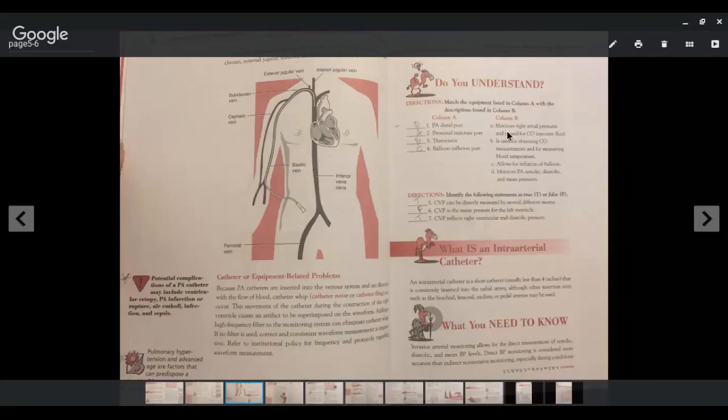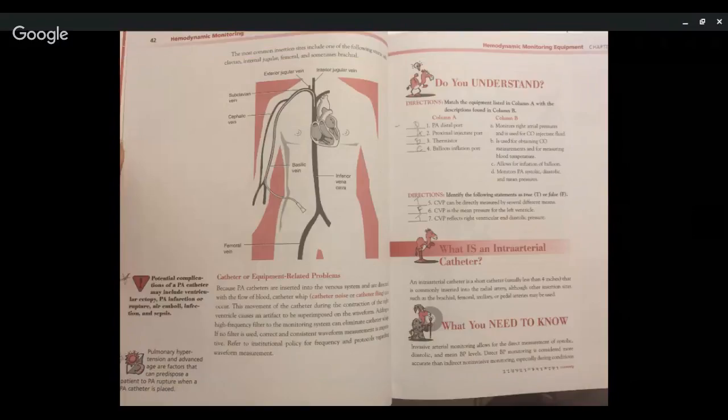So what monitors the right atrial pressures and is used for cardiac output injectate fluid? Is it the PA distal port, the proximal injectate port, the thermistor, the balloon inflation port? It's the proximal injectate port. So the proximal injectate port monitors right atrial pressures and is used for cardiac output injectate fluid.